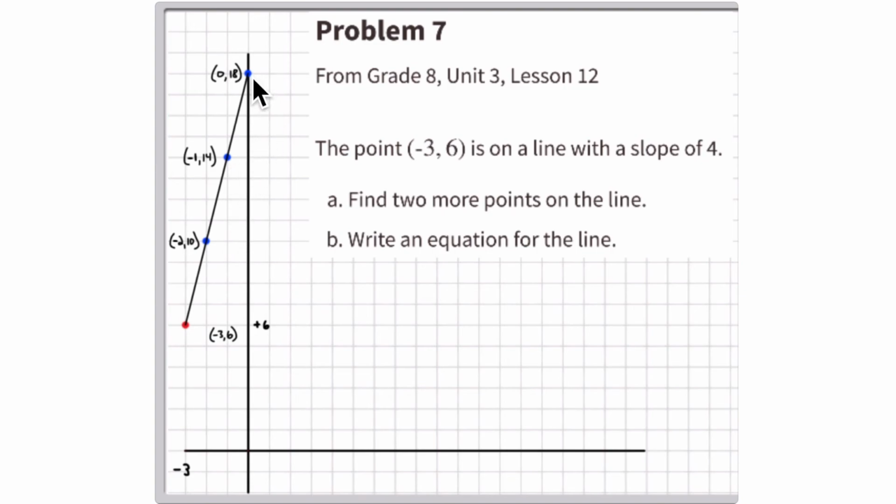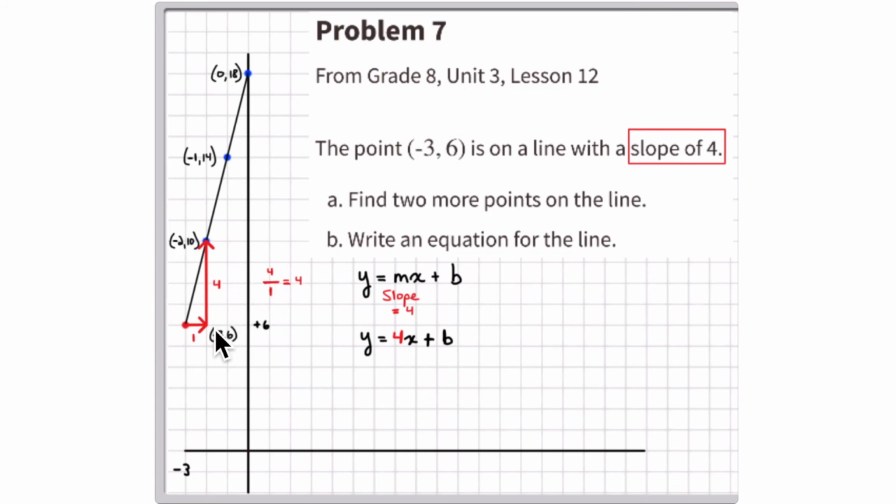So that's a slope of 4. And up here you notice that it crosses the y-axis at 18. Y equals 18 when x is 0. So you can use that to write the equation. That is the y-intercept. So you have m, the slope, and you have b, the y-intercept. So y equals mx plus b.